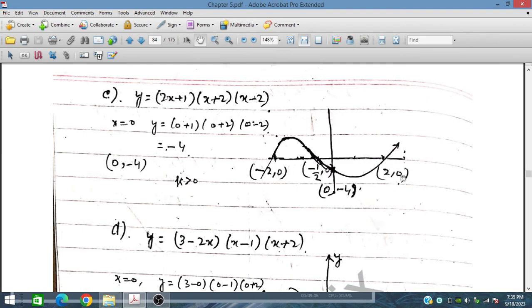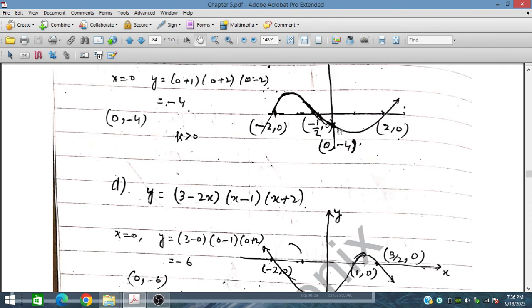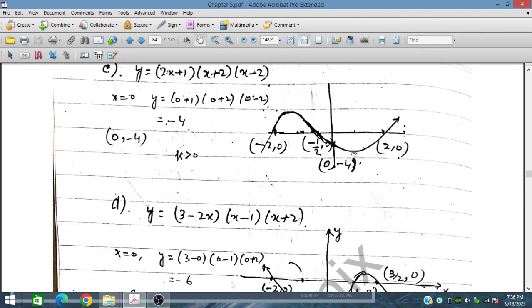So this is 2 comma 0, and for x is equal to 0, this gives 2 times 2 times minus 2, so this is minus 4. So this is 0 comma minus 4. This is the point, and the curve is drawn like this. So this is part c, question number 2, exercise 5.3. This is the way that we can draw. So we have to draw this point, this point, this point, and minus 4, this point.